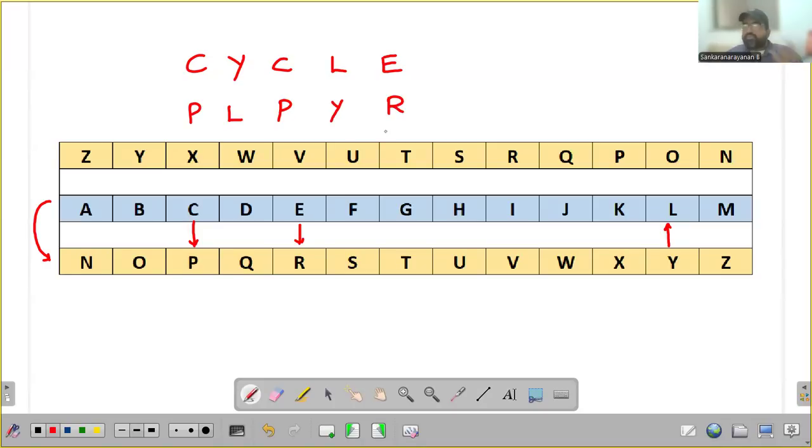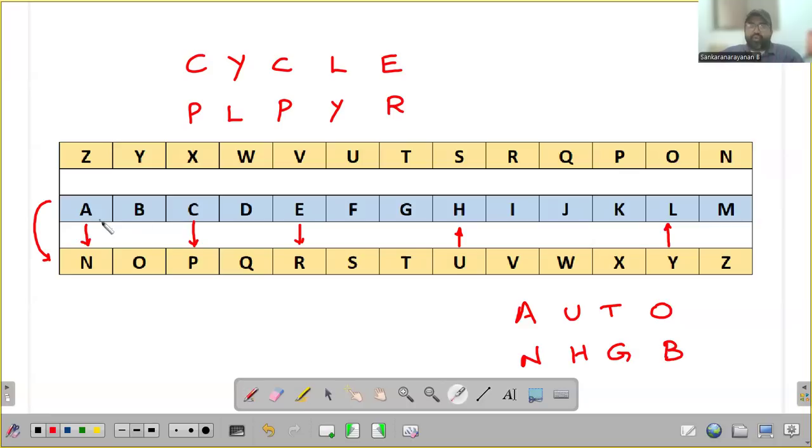So if cycle is coded as P, L, P, Y, R, then how is auto coded using that coding technique, if the question comes? I can see that in this logic, A will be coded as N, U will be coded as H, T will be coded as G, and O will be coded as B.